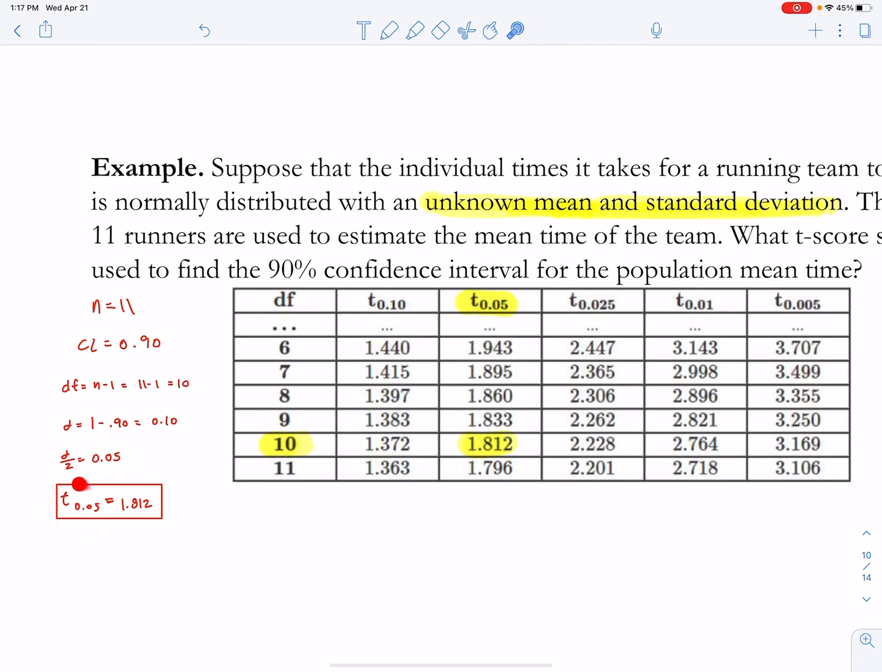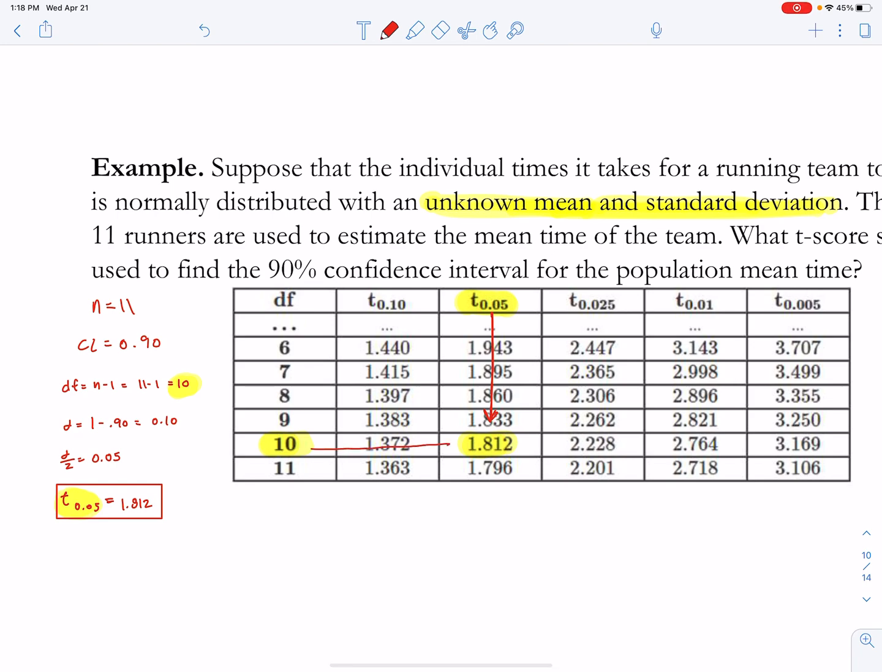So what I need to do is go into my table and find t 0.05 with a degree of freedom of 10. Maybe it'll be helpful if I highlight this, that way we can find it. Degree of freedom is 10 right here. That way you can kind of track where we're finding everything. Degree of freedom is 10. And then I want to find where t is 0.05. That's right here. And you can maybe draw an arrow for yourself.